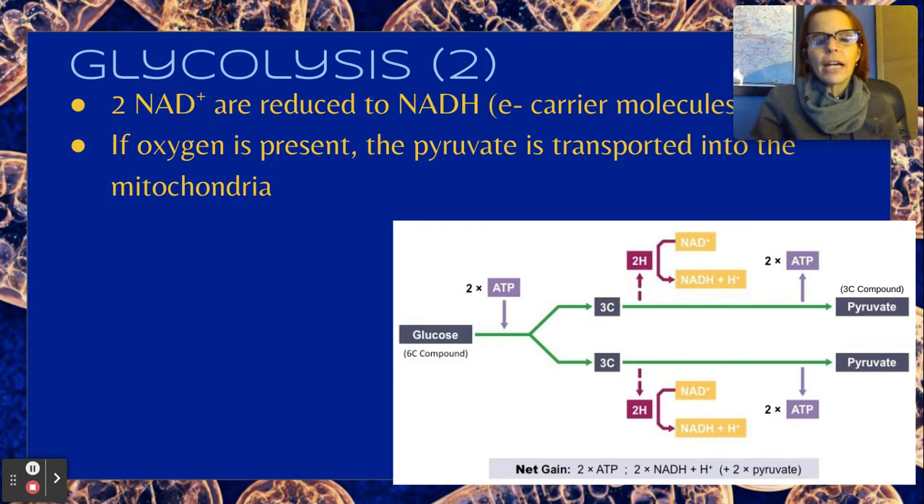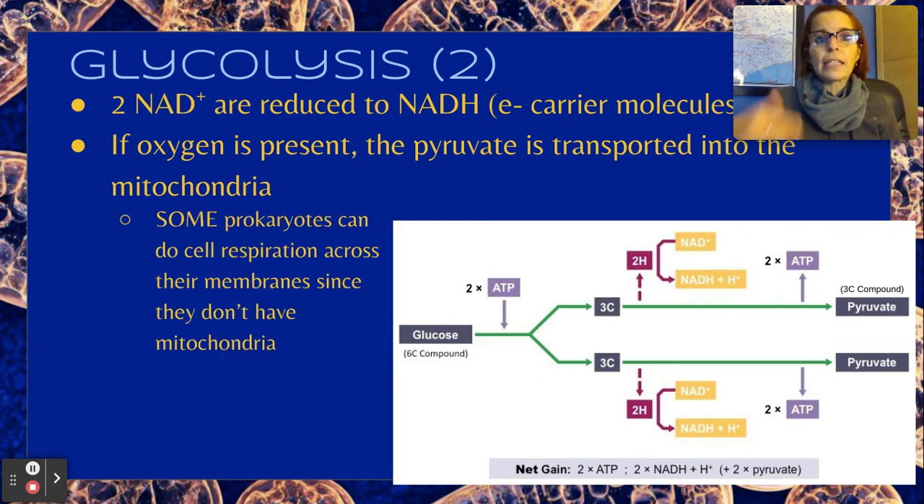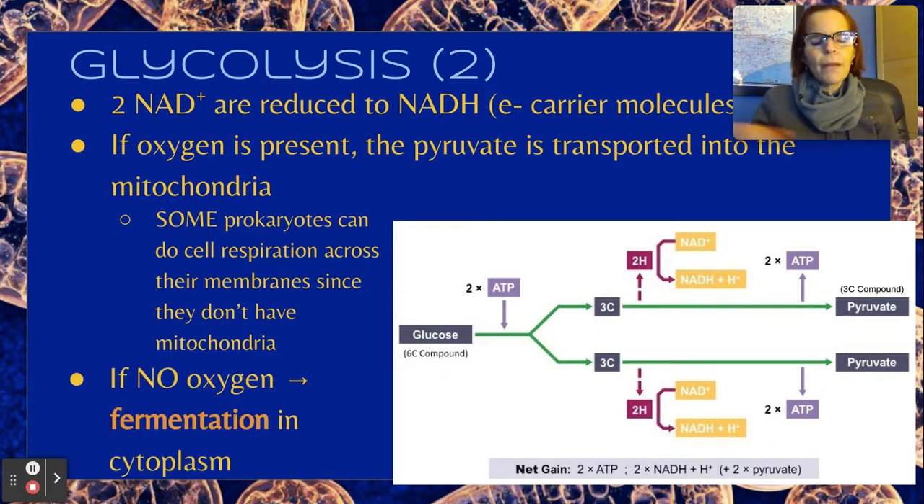So they're being reduced. If oxygen is present, then the pyruvate is transported into the mitochondria to continue on. Some prokaryotes can do cell respiration across their membranes since they don't have mitochondria. We mentioned that already. Not all bacteria can do that though. So some bacteria are only anaerobic, which means that they can never do aerobic cell respiration, and all they ever make is 2 ATP at a time. So just be aware of that.